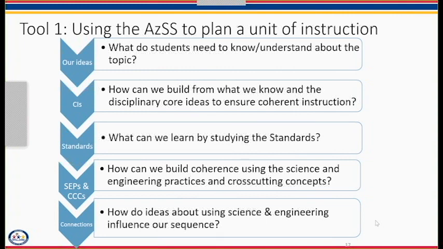Okay, so the first thing that we need to figure out is, what do students need to know and understand about this topic? So when we're looking at the three dimensions, which are the core ideas, the science and engineering practices, and the cross-cutting concepts, when we ask what do students need to know, we're really looking at those core ideas, because the core ideas are what is traditionally thought of as science content.